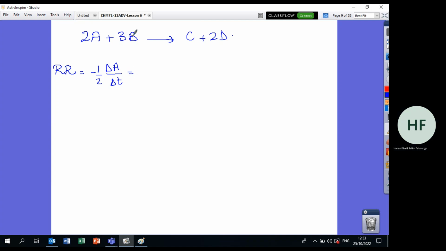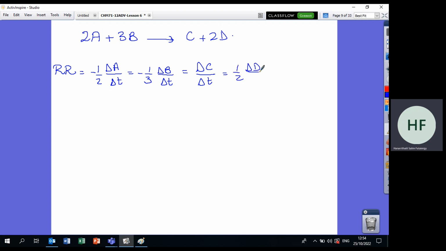Now for B, it's a reactant, so I'll put minus. This 3 will be 1 over 3, delta B over delta T. Now with respect to C, C is a product, so no need to put minus. I will say delta C over delta T. Now for D, also it's a product, so we don't put a minus, and the 2 will become 1 over 2, delta D over delta T. So this is the way we write the reaction rate.